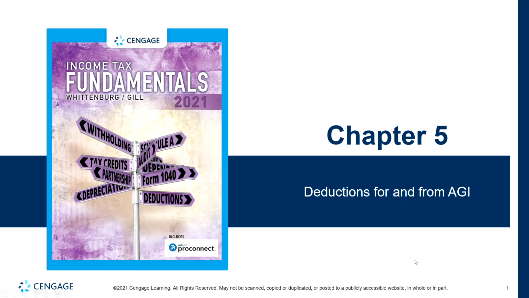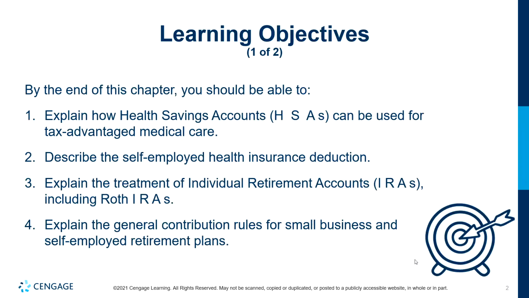Hello and welcome to Chapter 5 of our tax book. Now, we're going to talk about a little bit of deductions for and from our adjusted gross income. So, in this chapter, we're going to be learning about how we can deduct certain things. We do want to do that, right? Save a little bit of taxes for everyone.